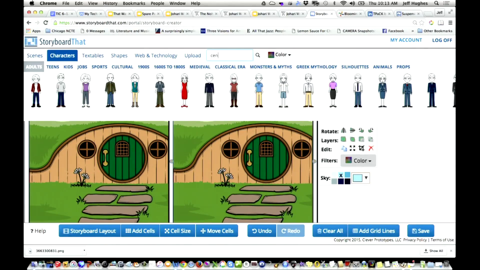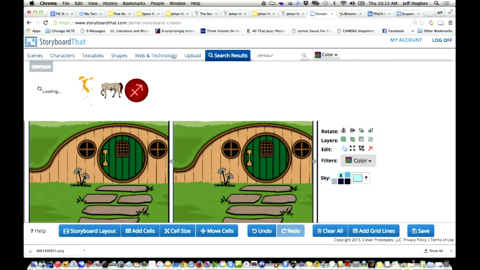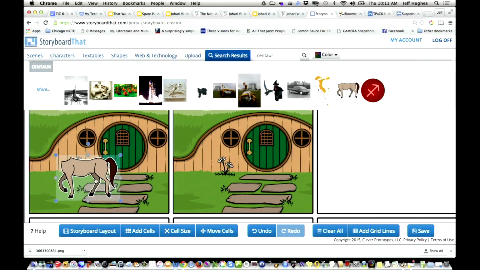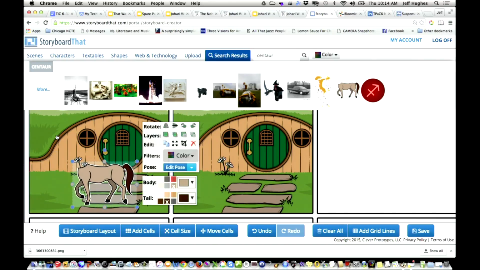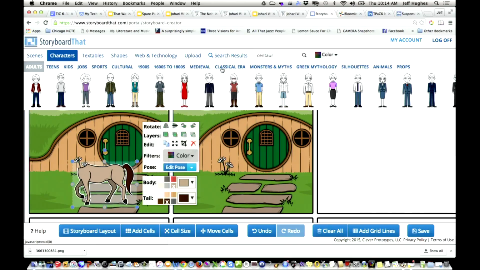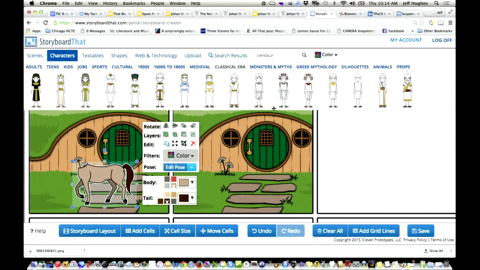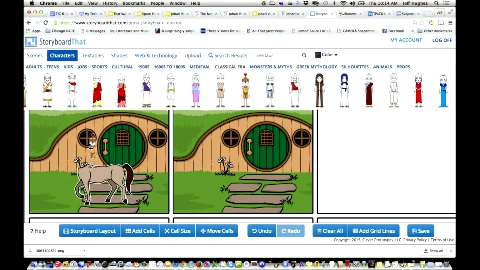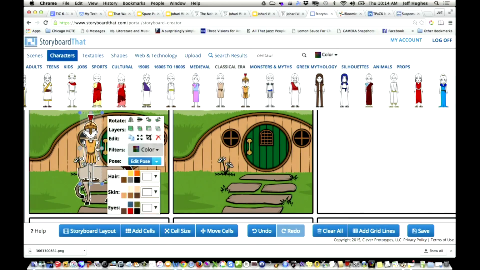Now I want a character. I think it's a good day for a centaur to go and visit the hobbit because they're best buds, as you know. Here comes a centaur. And I have half of what I need. Now I'll go to characters. Classical era would probably work best. Here we go. Soldier dude, exactly what I was looking for. So we'll put the soldier there, but I need to crop him.